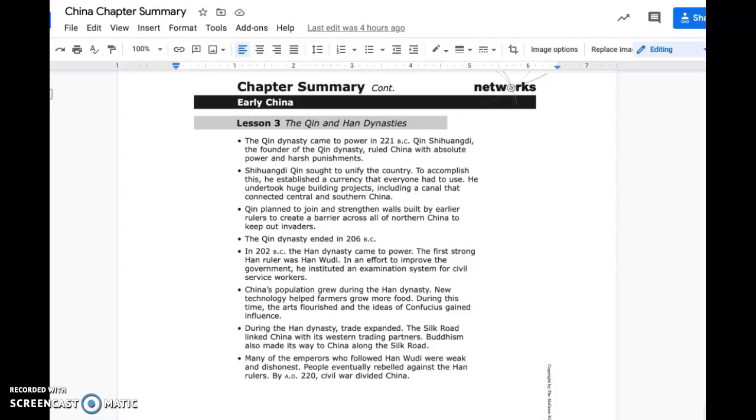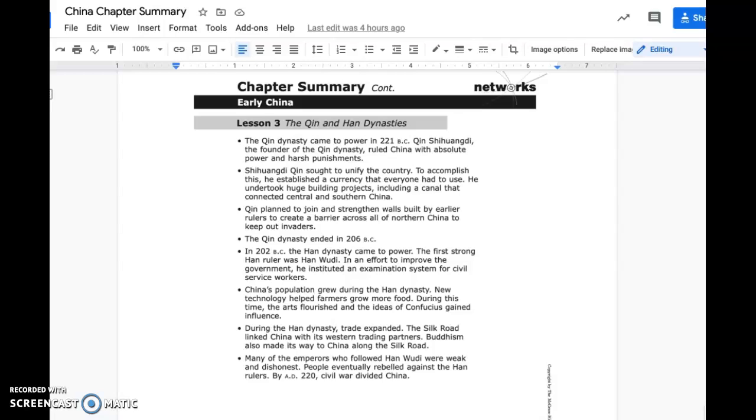Shi Huangdi, Qin, sought to unify the country. To accomplish this, he established a currency that everyone had to use. He undertook huge building projects, including a canal that connected central and southern China.